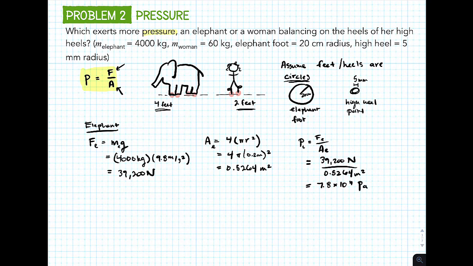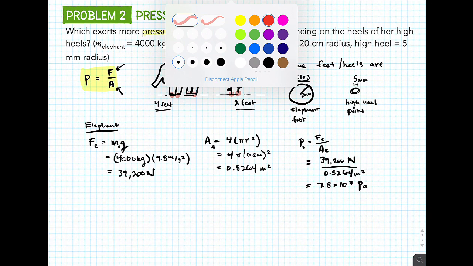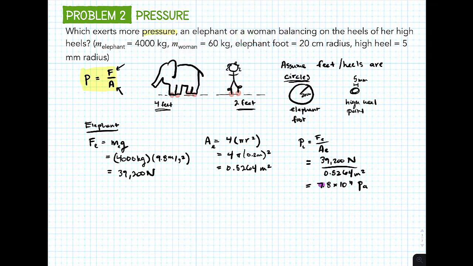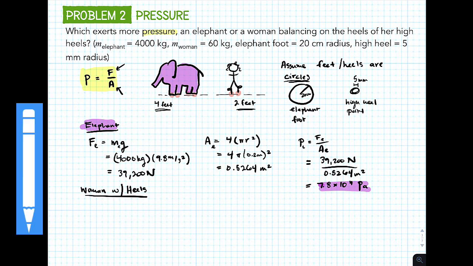All right, and this is our first part of our answer. So we'll start with highlighting that. So this is the elephant. We'll make this elephant purple so we can tell what we're dealing with. All right. And then we'll move on to woman with heels.